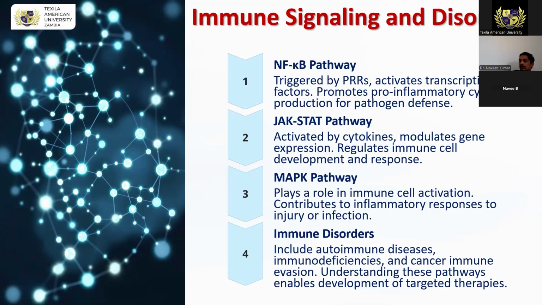For example, the MAP kinase pathway, mitogen activated protein kinase. It plays a very important role in immune cell division and their interaction and association. There are several autoimmune disorders and immune deficiency disorders also. Nowadays most of the research is focusing on this area, immune disorders.